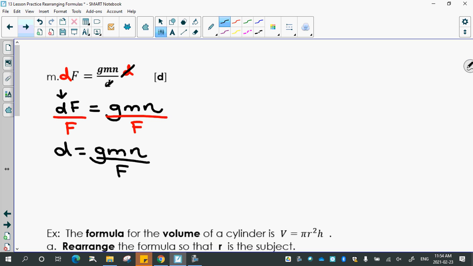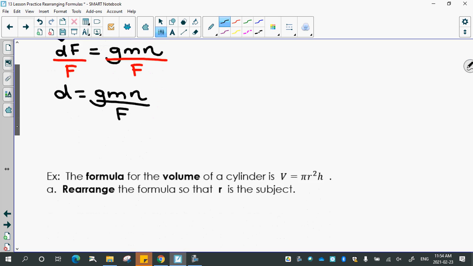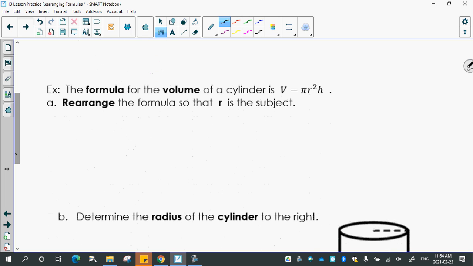So that's really what you have to know about rearranging formulas using algebra. Now we'll apply it to some specific formulas. The formula for the volume of a cylinder, so everyone's got a picture in their head of the cylinder, is V equals pi r squared h. Rearrange the formula so that r is the subject. I'll give you a chance to think on that.